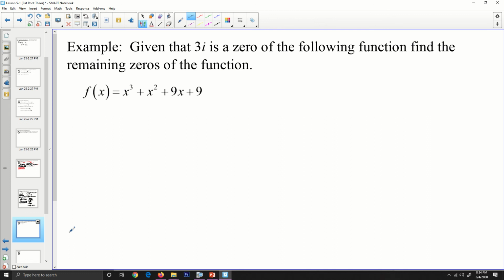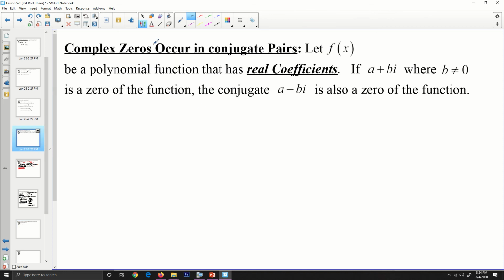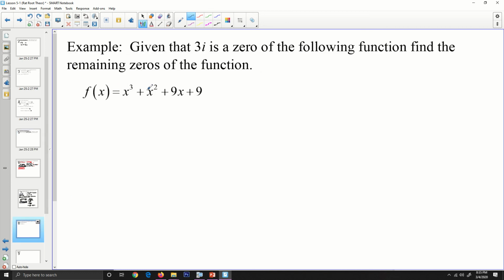Next, it says, given that 3i is a zero of the following function, find the remaining zeros of the function. So they say that 3i will divide this thing, and you'll notice the coefficients are 1, 1, 9, and 9. Complex zeros occur in conjugate pairs. The polynomial has real coefficients, so I know that negative 3i must also be a zero. I'm going to go 1, 1, 9, and then 9. I'm going to divide out 3i.